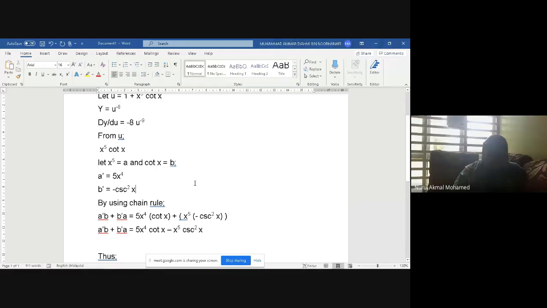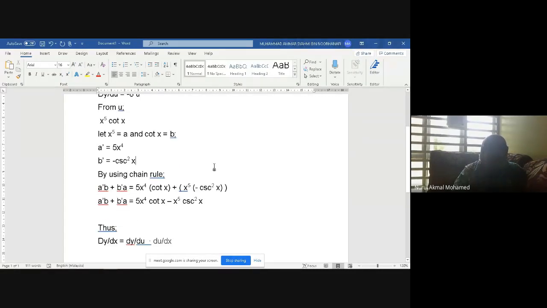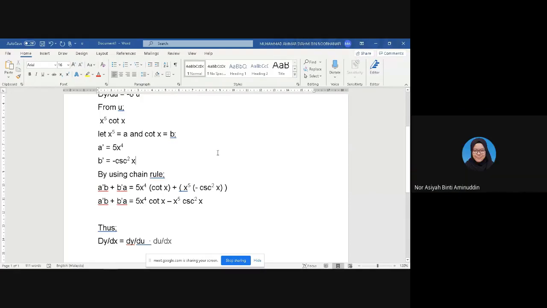Cotangent of x is equal to cos x divided by sin x. It means that you define u as cos x and v as sin x and get it from the quotient rule. But it is okay. The answer is correct. B prime is equal to negative cosecant squared x. But the later line, which is by using chain rule, is not correct. Actually, you use product rule. Oh, product rule. Sorry. Yes, product.